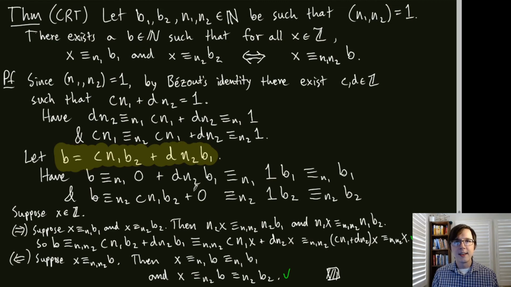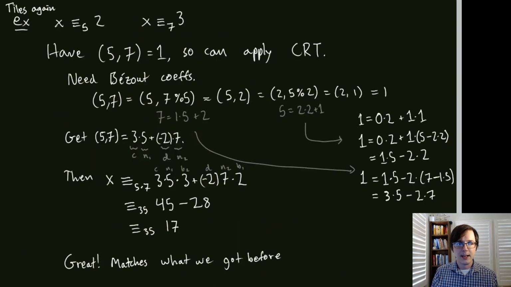Okay, so this is a theorem that you definitely should learn and be able to prove yourself. It's a useful theorem, and otherwise I find it's hard to remember how to actually calculate this b. Let's look at an example now, and this is the tile problem. So x is congruent to 2 mod 5, and x is congruent to 3 mod 7.